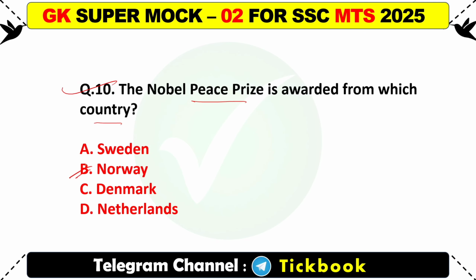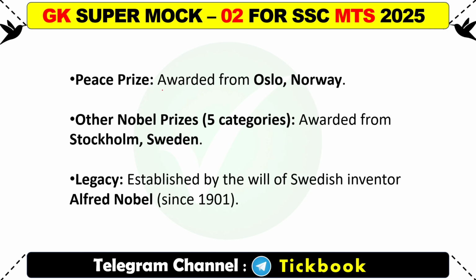10. The Nobel Peace Prize is awarded from which country? Option number B, Norway. Peace Prize awarded from Oslo, Norway. Other Nobel Prizes, 5 categories, awarded from Stockholm, Sweden. Legacy, established by the will of Swedish inventor Alfred Nobel since 1901.